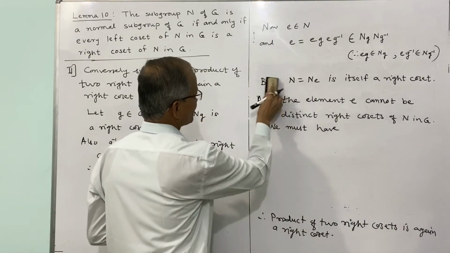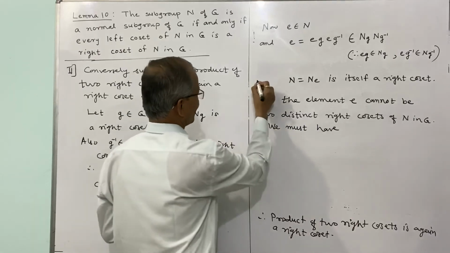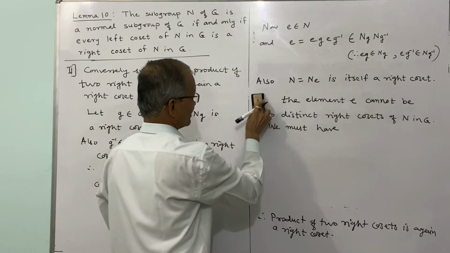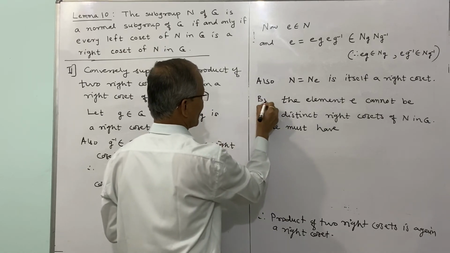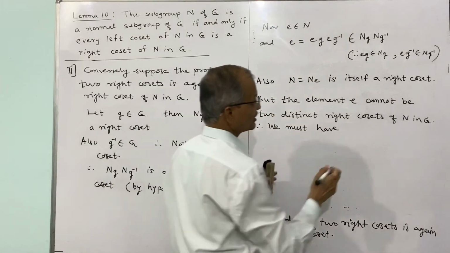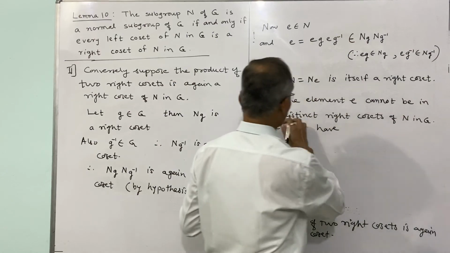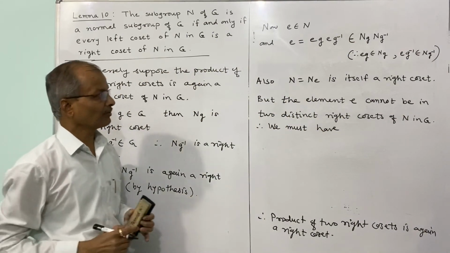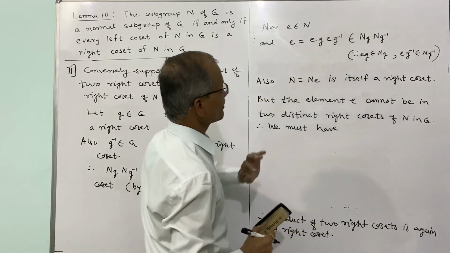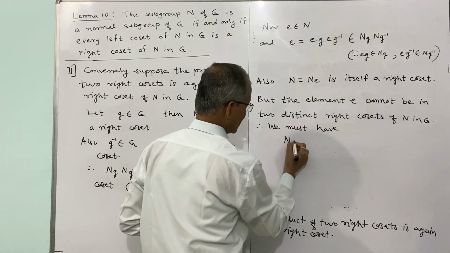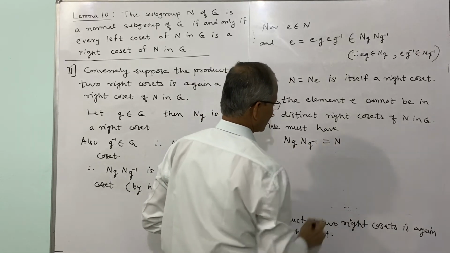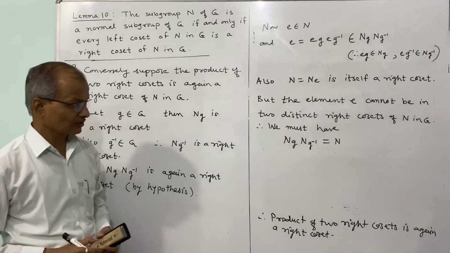Also, this is a right coset. But the element E cannot be in two distinct right cosets of N in G, and therefore we must have Ng inverse equal to N, for g belongs to G.